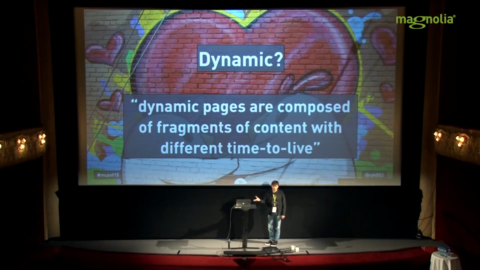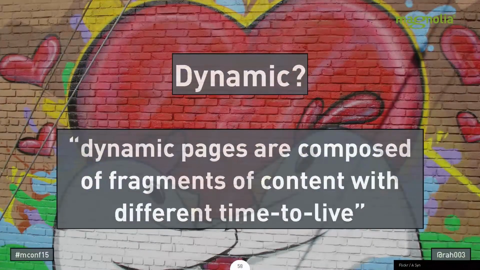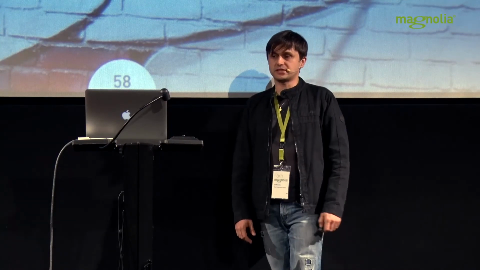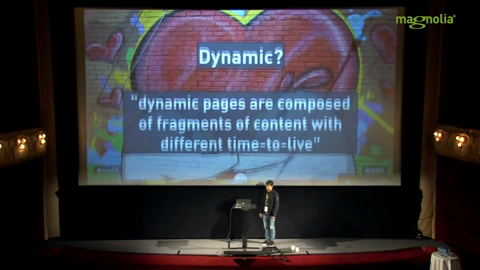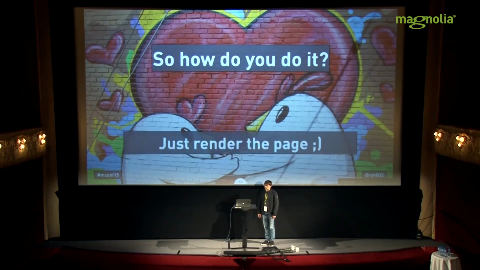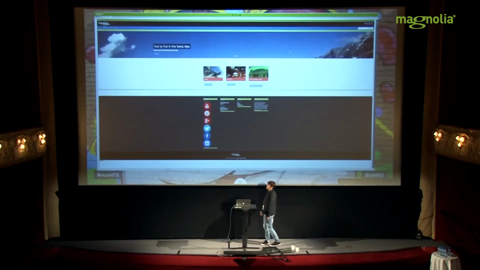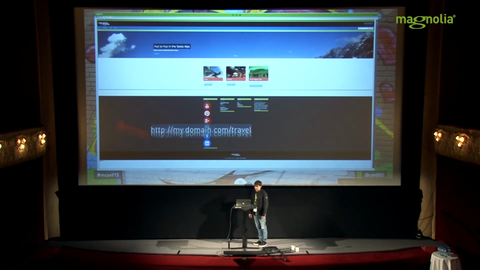In our view here, dynamic pages are actually pages which are combined from different fragments, snippets, components, pieces of content, whatever you want to call it, which have different time to live. And that's actually what we will be taking advantage of. And how do we do it? Well, we just render the page. You might remember, if you look at a Magnolia page, I'm sorry, this is the previous version of the demo, but I didn't have time to update it.